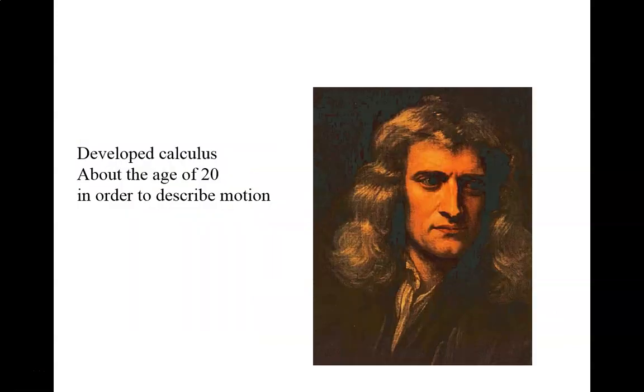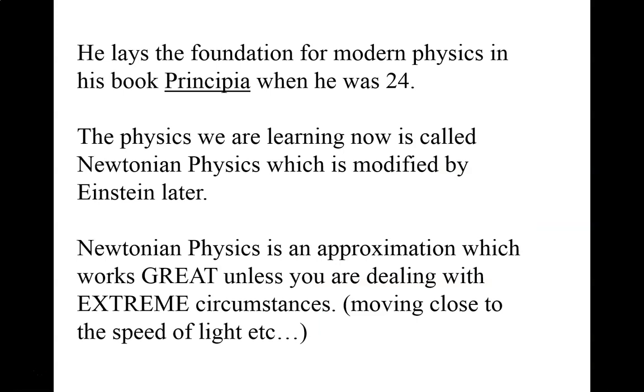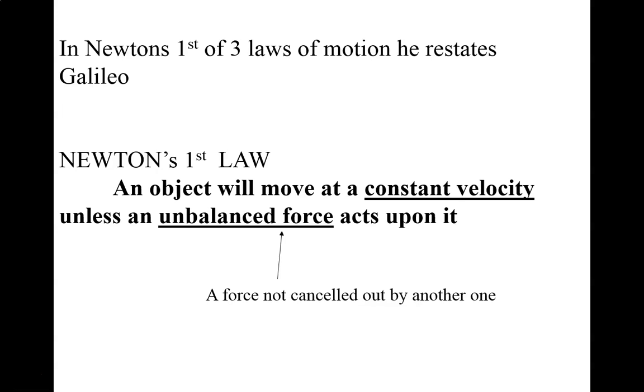So along comes Newton to formalize some of these ideas, and he's in his 20s. He puts together basically what physics was before Einstein in his book Principia when he was 24. What we're learning now is Newtonian physics. Einstein came along and modified things with relativistic physics. But unless you're moving close to the speed of light, or near a black hole or something like that, Newtonian physics does a pretty good job of explaining how the world works.